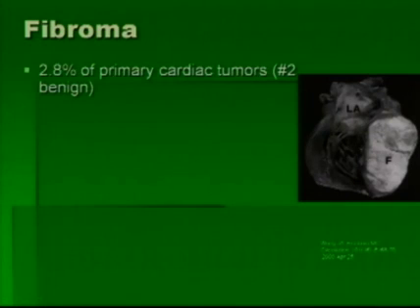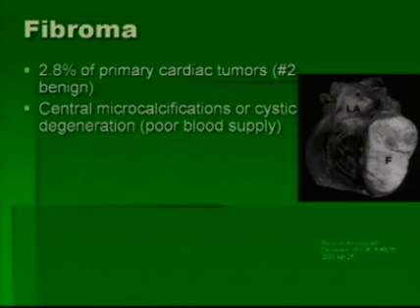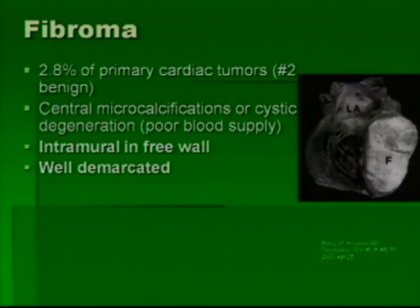2.8% of primary cardiac tumors are fibromas. This makes it the number 2 benign cardiac tumor. Central microcalcifications or cystic degeneration can arise because these things grow and outstrip their blood supply. They can occur in the intramural free wall. They can be well demarcated.